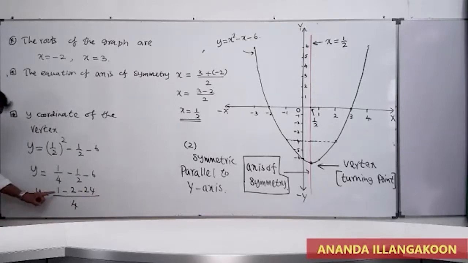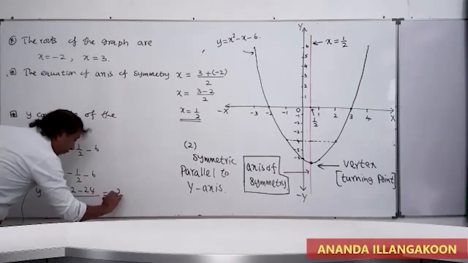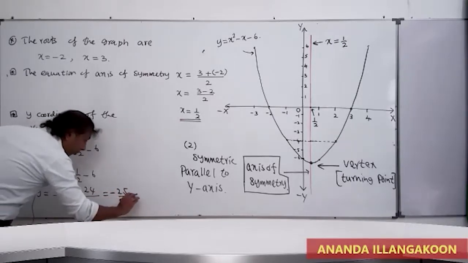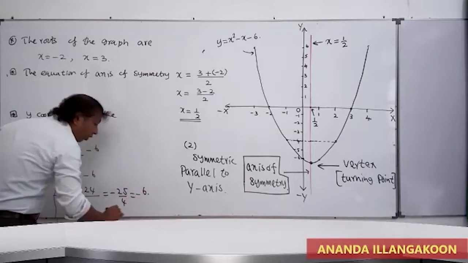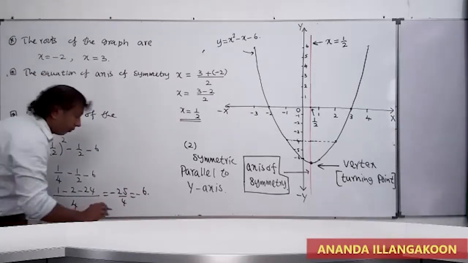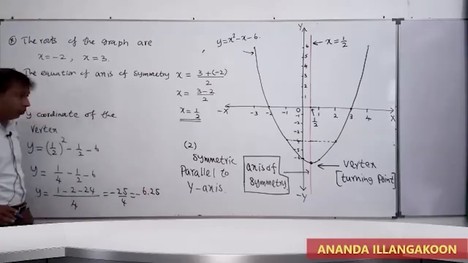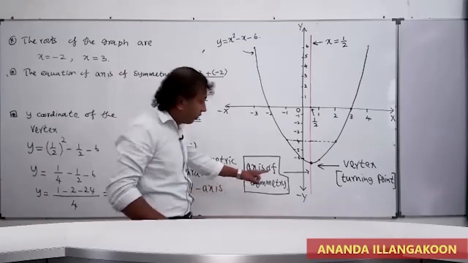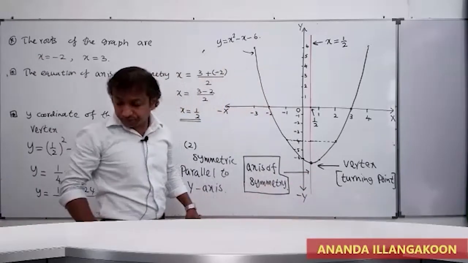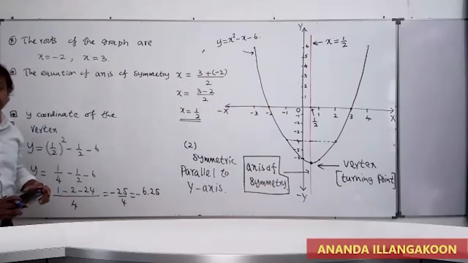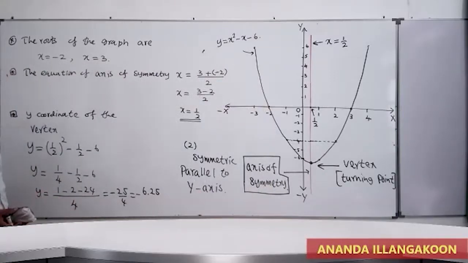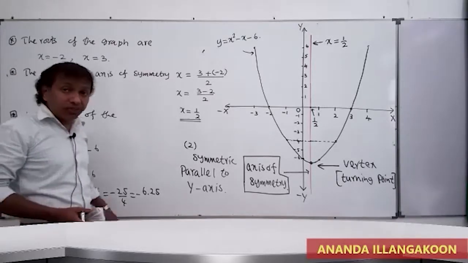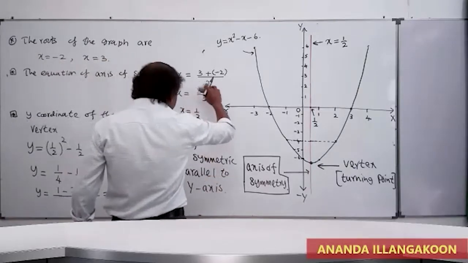So then what do we get here? 1 minus 2 is minus 1, minus 1 minus 24 is minus 25 divided by 4. So this is minus 6.25. Then the y coordinate at the vertex of the graph is minus 6.25. So then you can write, people, the x coordinate is half, y coordinate is minus 6.25, right?